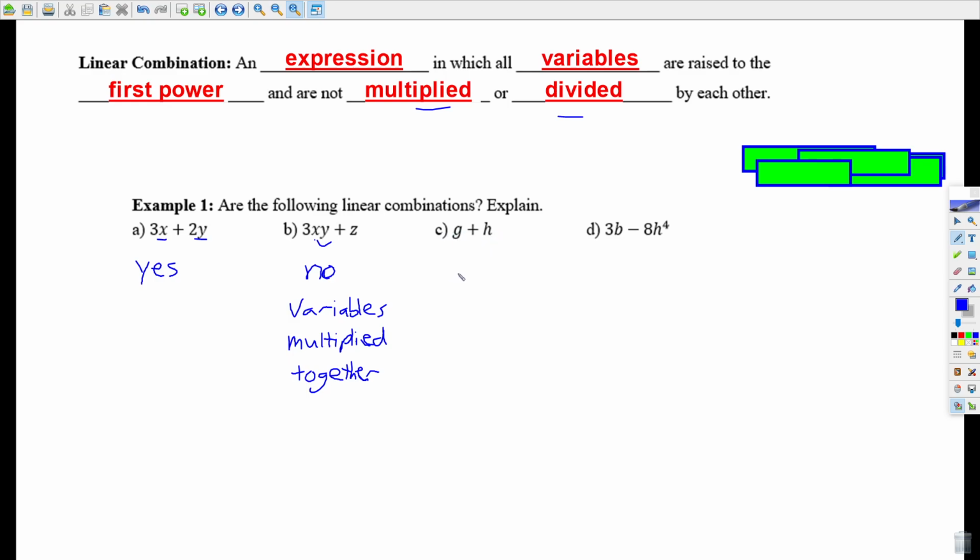How about g plus h? No numbers, but we also don't have multiplication or division with variables, so we should be okay there to say yes. It's good. And the last one, 3b minus 8h to the fourth. So you're allowed to have subtraction. That's okay. You can have numbers again. This should be a no, however, because what's wrong with it? There it is. h is to the fourth power. So I'll say it has an exponent. So we should be able to identify, and we're also going to be creating linear combinations like a and c.